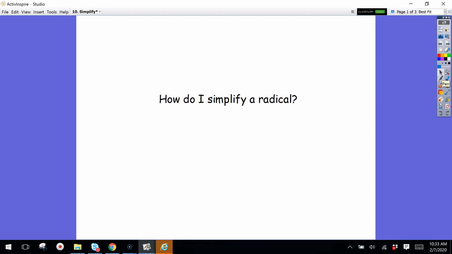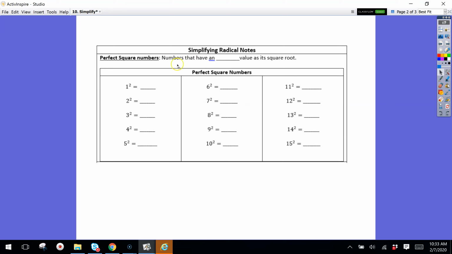So in this video, we're going to talk about how do I simplify a radical. So let's just talk about really what a radical is. A radical is just undoing a square. So we're going backwards and we're trying to find out what number did I square to get, like, the number 25. So let's talk about first of all, our perfect squares.